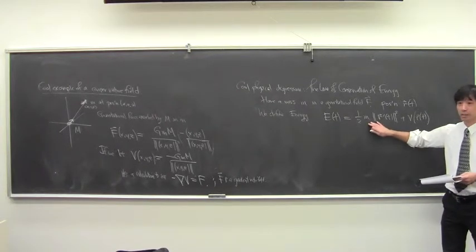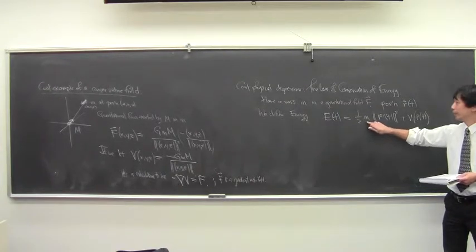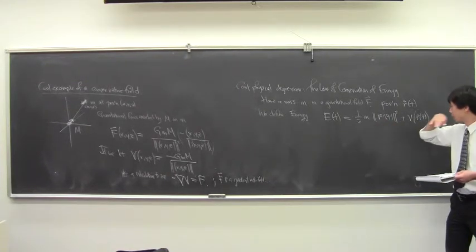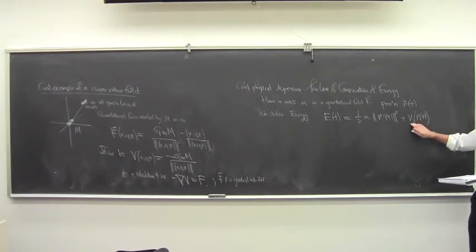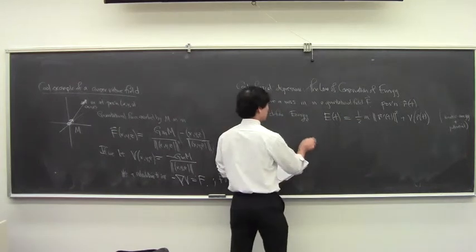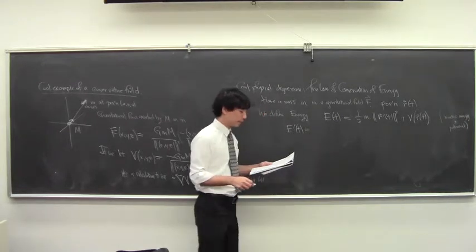So this first part is the kinetic energy, right? 1/2 mv squared, those of you who've seen physics. 1/2 m times the speed squared is the kinetic energy of the object, plus the potential function evaluated at that position. So this is the sum of the kinetic and the potential energy. Let's take the derivative of that.